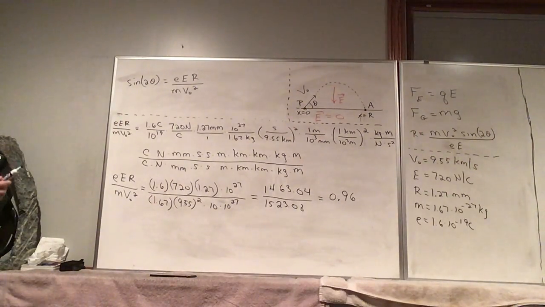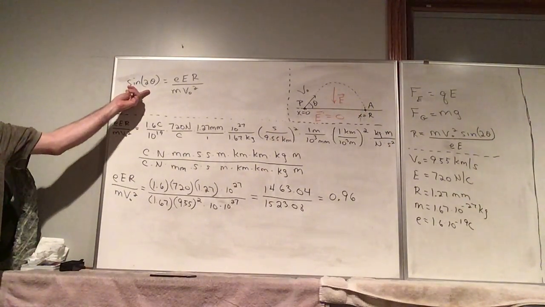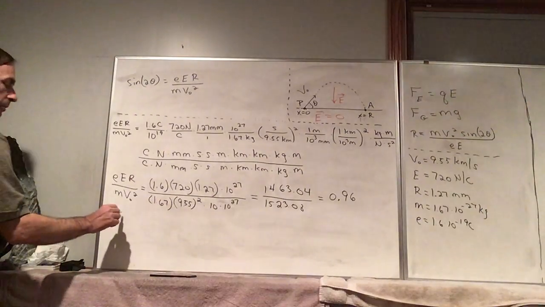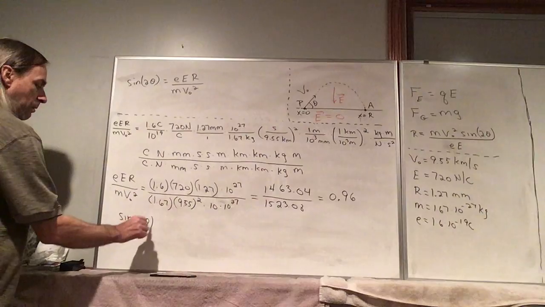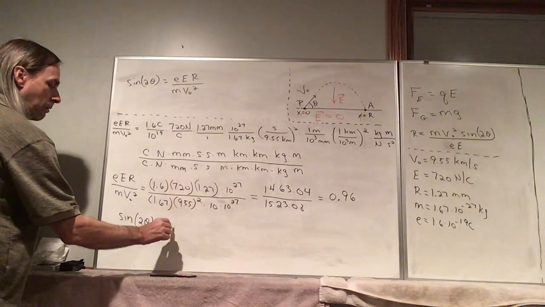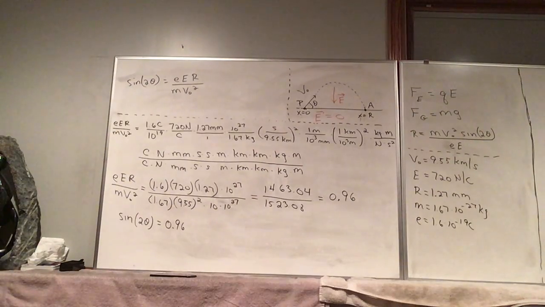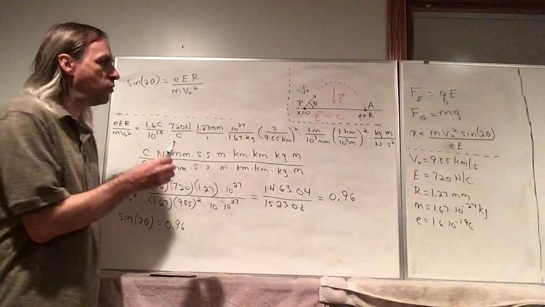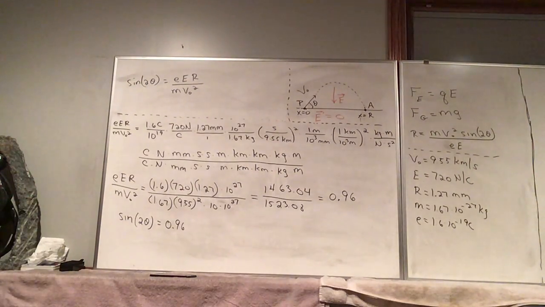So this is about maximum range. The maximum range occurs when sine of 2 theta equals 1. So we have sine of 2 theta equals 0.96, so we're almost at maximum range. There should be an angle a little bit less than 45 degrees, and I think a little bit more than 45 degrees, which would give us our answer.